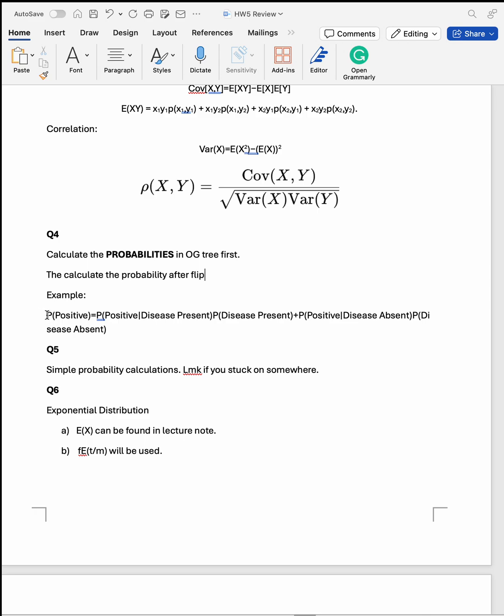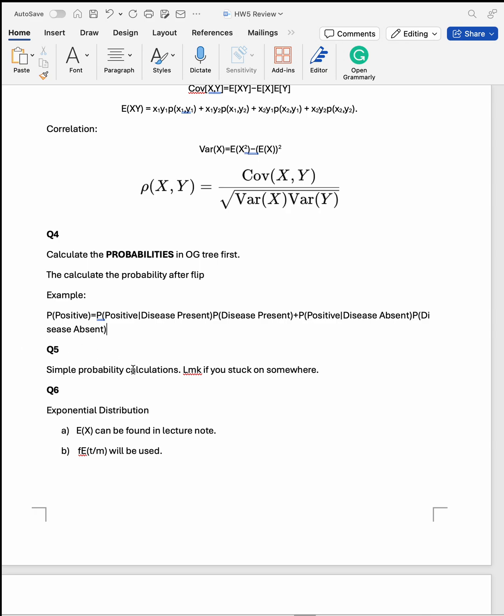You will have to calculate each probability after you flip the decision tree. So here's an example for the positive, the probability of positive. That's the only example I can provide, because I pretty much told you everything about this question.